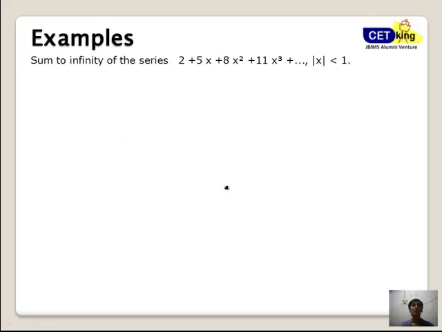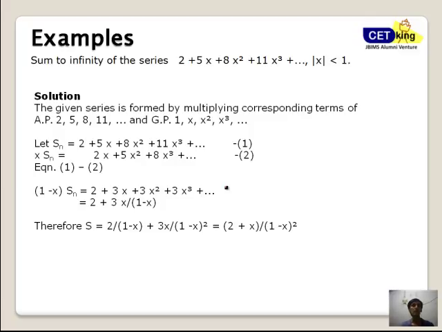Now the sum to infinity of the series 2 plus 5x plus 8x square plus 11x cube is to be found. So let us see how we can solve this problem. Now, as we can see, the series is of the form AGP, arithmetic geometric series, as 2, 5, 8, 11 forms the arithmetic progression, while x square, x cube forms the geometric progression. So let's say that the sum be denoted by Sn, which is equal to 2 plus 5x plus 8x square plus 11x cube and so on.